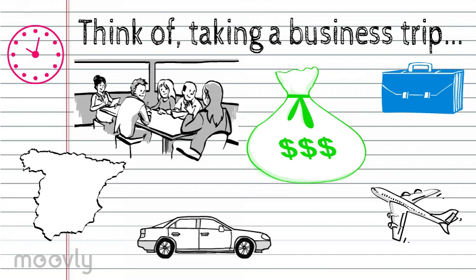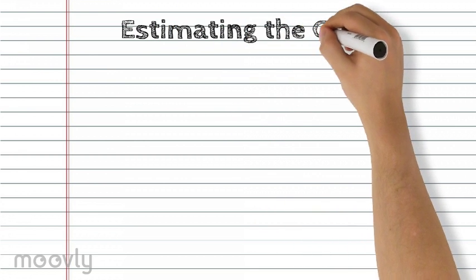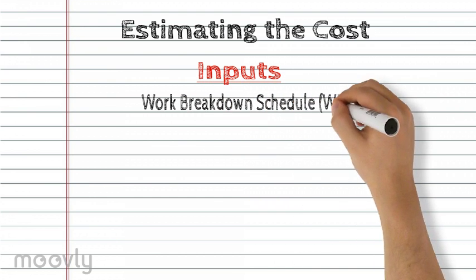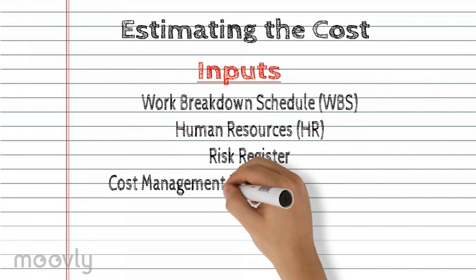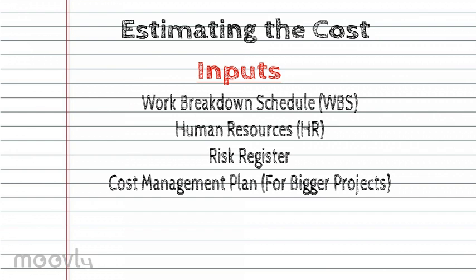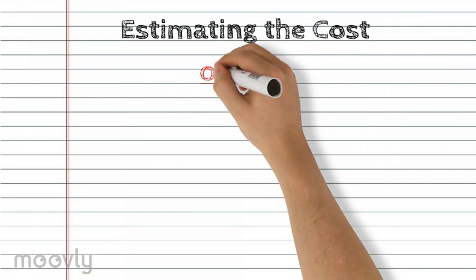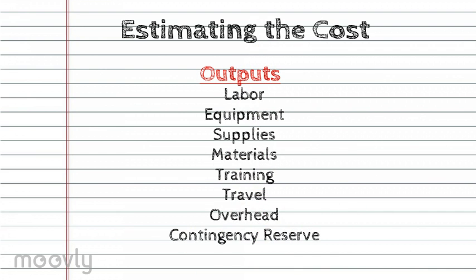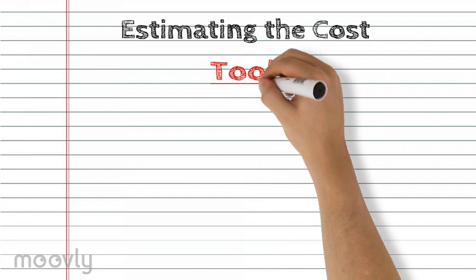Estimating the costs in bigger projects requires extensive planning. As for projects that are smaller, it can be easier to find exact costs. The inputs would include the work breakdown schedule, human resources, risk register, and cost management plans. For the outputs, these would include the labor, equipment, supplies, materials, training, travel, overhead, and contingency plans.